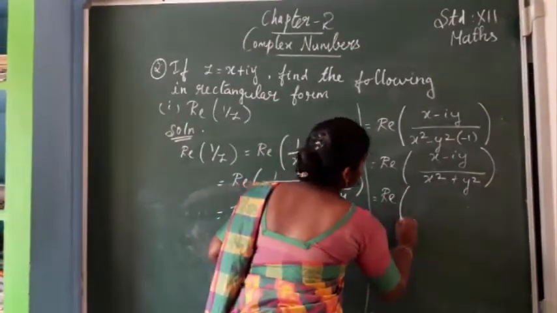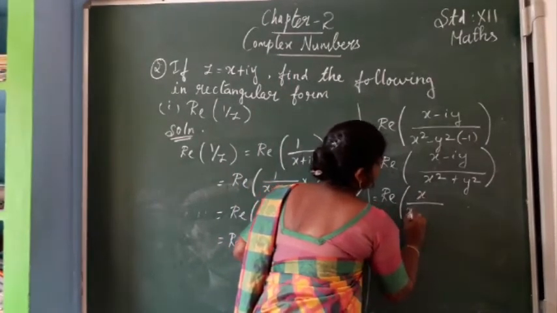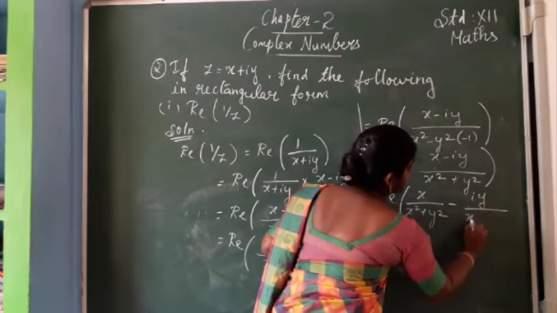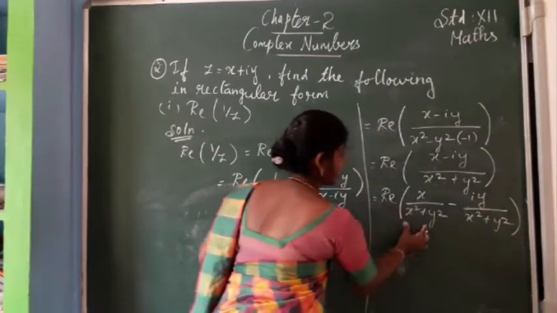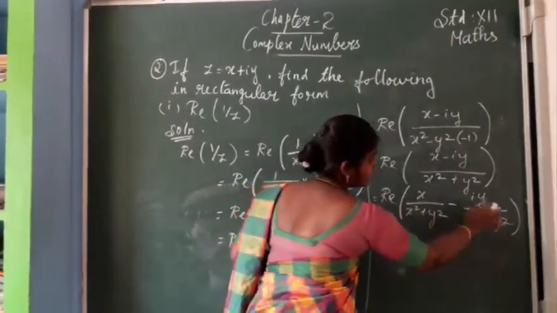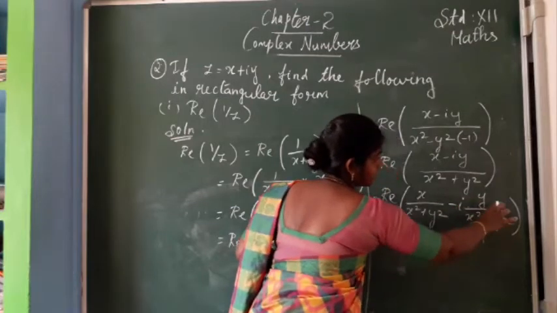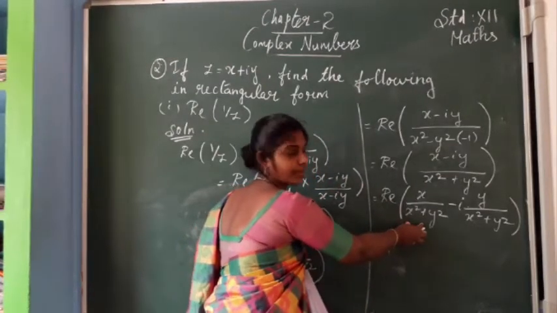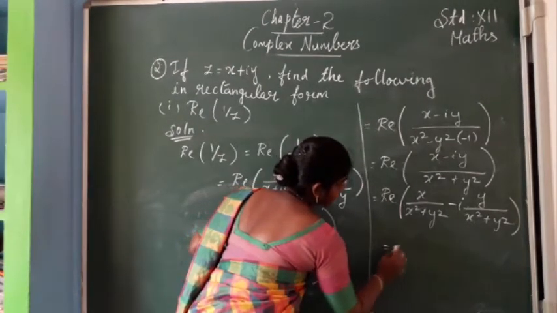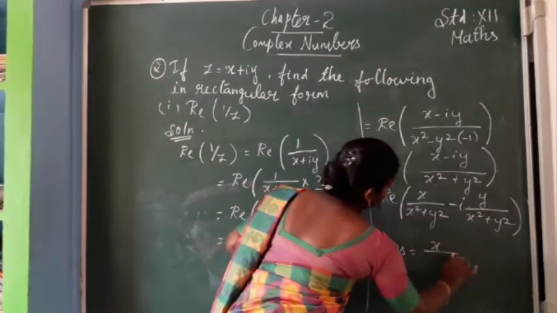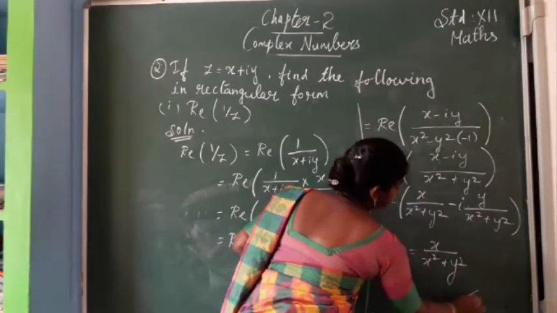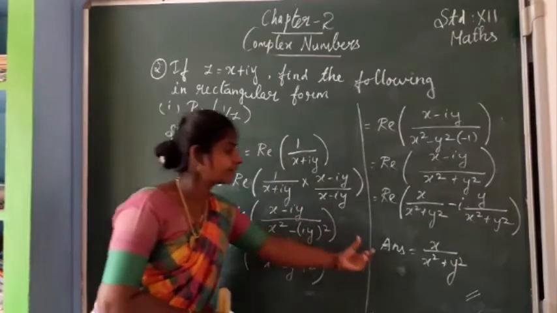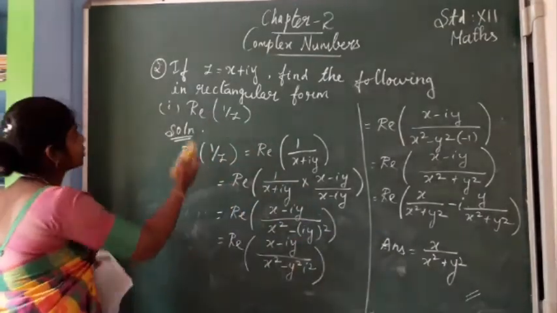Equal to real part of x by x square plus y square minus i by y divided by x square plus y square. You have to find the real part. This is the real part and the i term is the imaginary part. So what is the answer? Only have to find the real part. So the answer is x by x square plus y square. In the question they asked the real part, so you have to find the real part. Second subdivision.